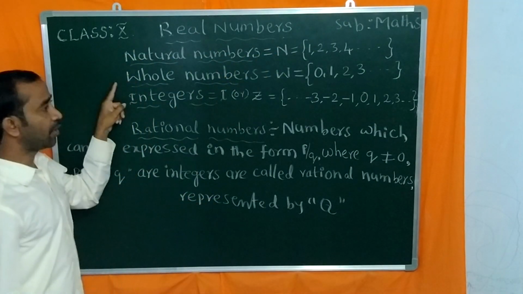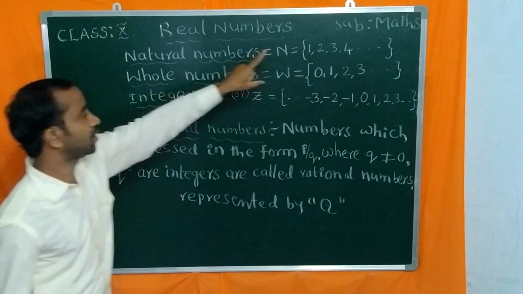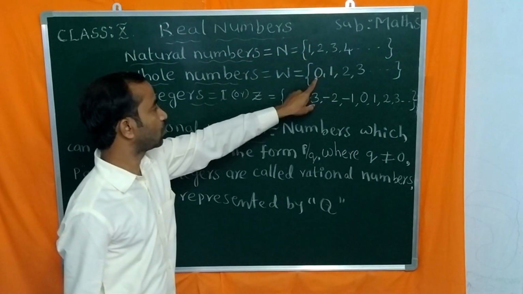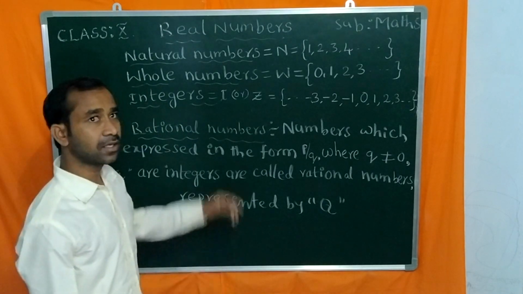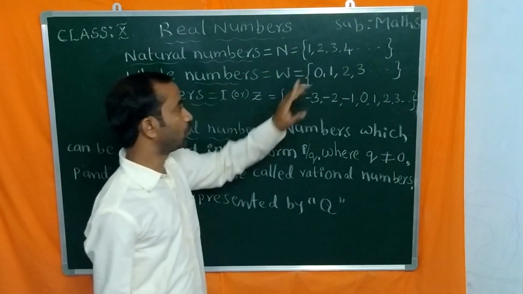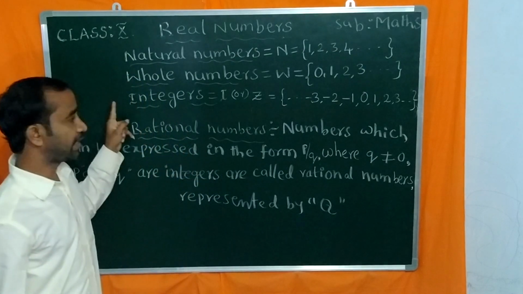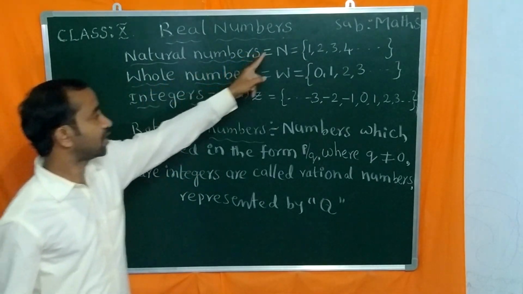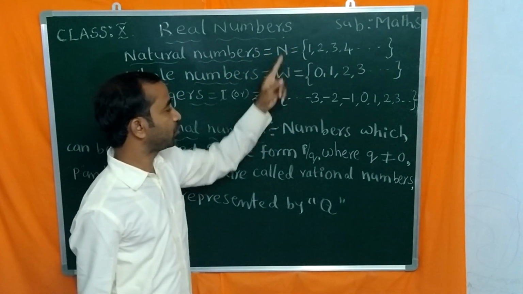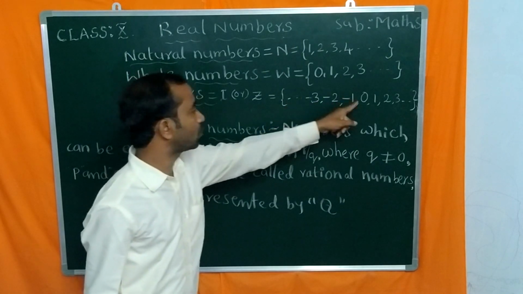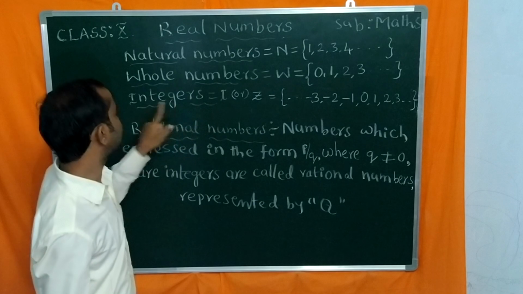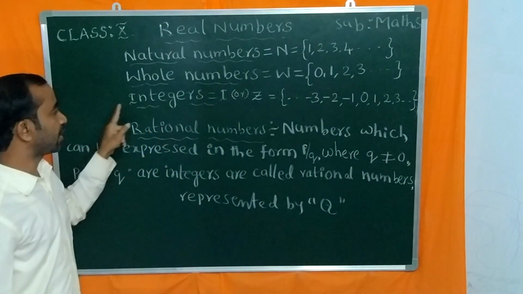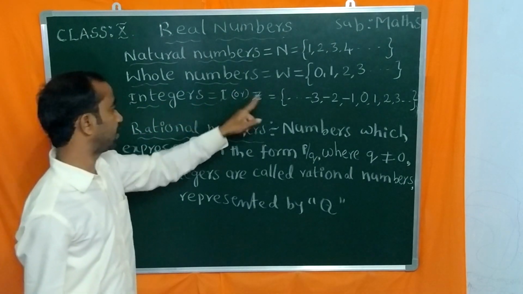Next, whole numbers. All natural numbers including 0 are called whole numbers. Whole numbers are represented by W. Next, integers. All natural numbers and their negative numbers including 0 are called integers. Integers are represented by capital I or Z.